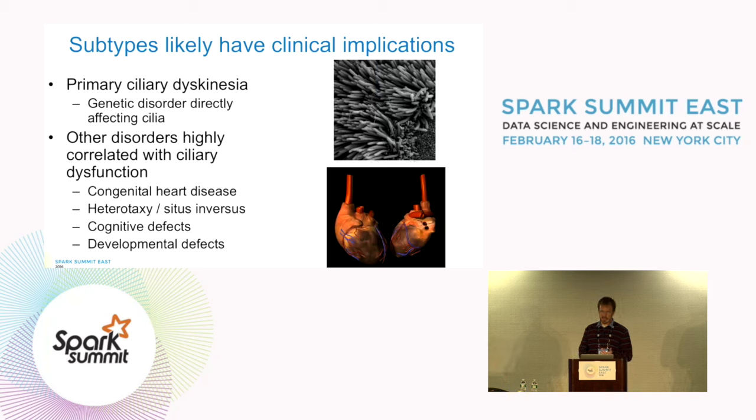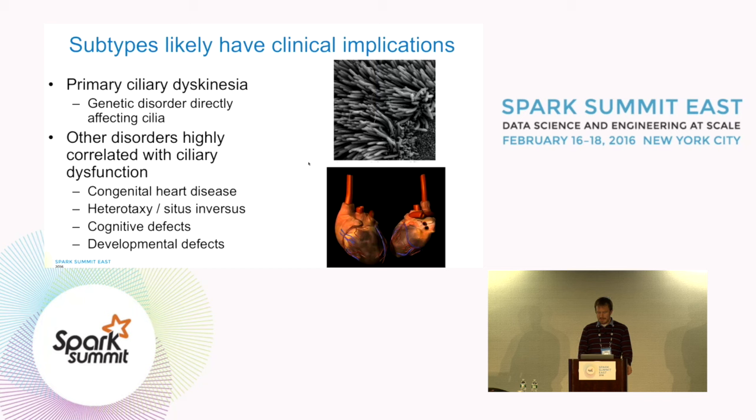Congenital heart disease, heterotaxy, situs inversus, where you have the organs reversed on which side of the body they're on, cognitive defects, developmental defects, and these all go back to the fact that cilia are being implicated in the early stages of cell signaling and differentiation. And so this delves into a lot of different areas where the specific motion subtype could tell us a lot about the disorder. But without any sort of quantitative method, there's no way to be sure. So that's what we're trying to do now.